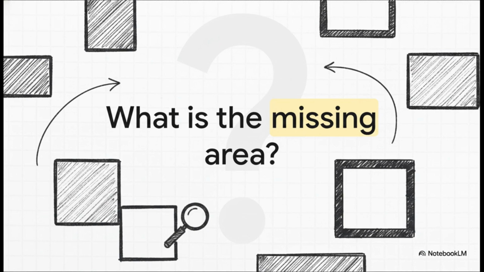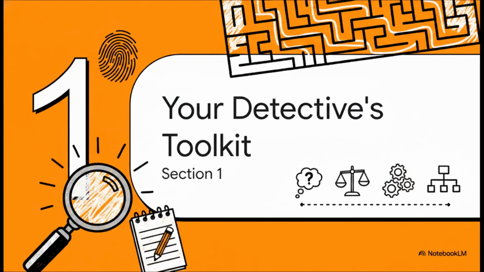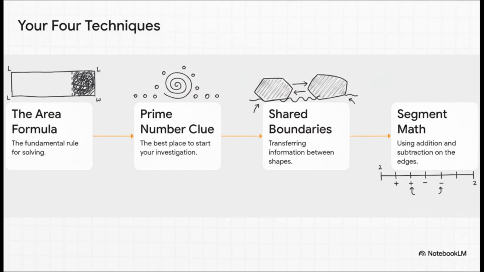Now, it might look like we don't have enough information to solve it, but trust me, we totally do. We just need the right set of tools. To solve this, or really any area maze, you don't need to be a math whiz. You just need what I like to call a detective's toolkit. I'm about to give you the 4 essential techniques that'll turn you into an area maze master. Here they are, your 4 secret weapons. You've got the super simple area formula, the incredibly useful prime number clue, the common sense shared boundary rule, and a neat little trick called segment math. Once you've got these down, no puzzle stands a chance.